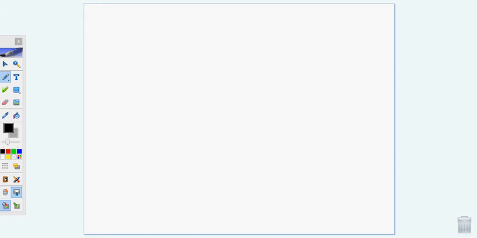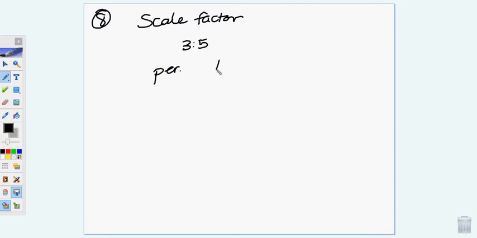All right, let's look at number 8. Two similar polygons have a scale factor of 3 to 5. So you're told that the scale factor is 3 to 5. Okay? And then you're told that the perimeter of one is, I believe, 120 feet. It says find the perimeter of the smaller polygon, right? So this is the big one.